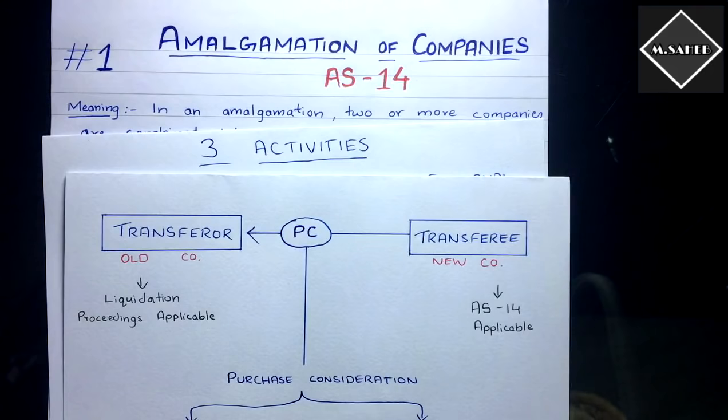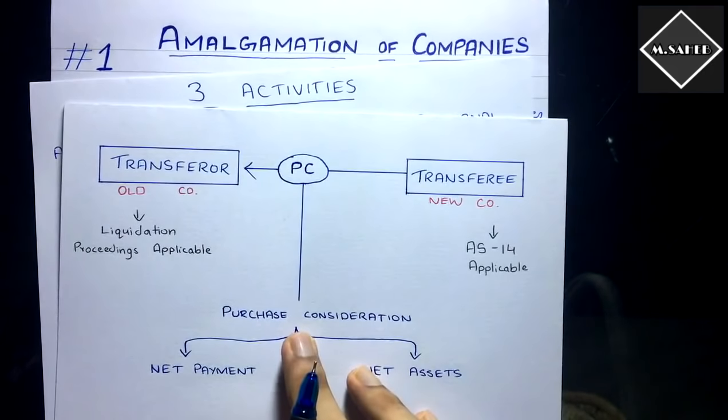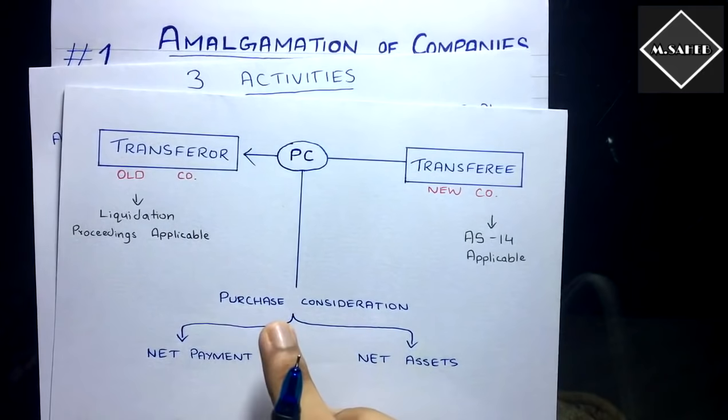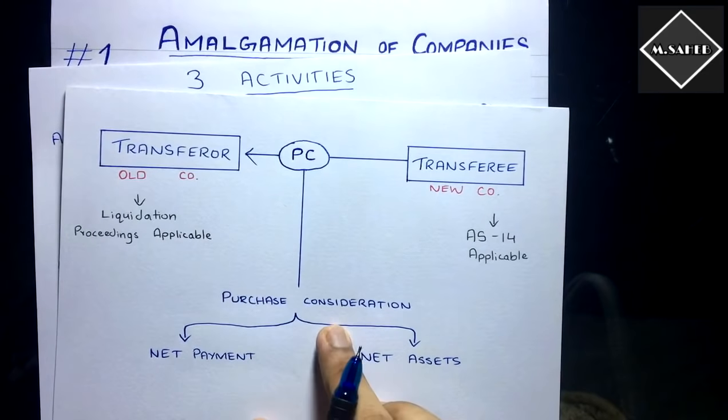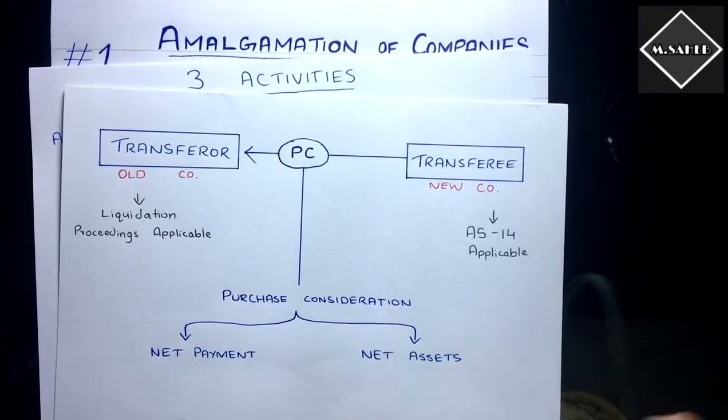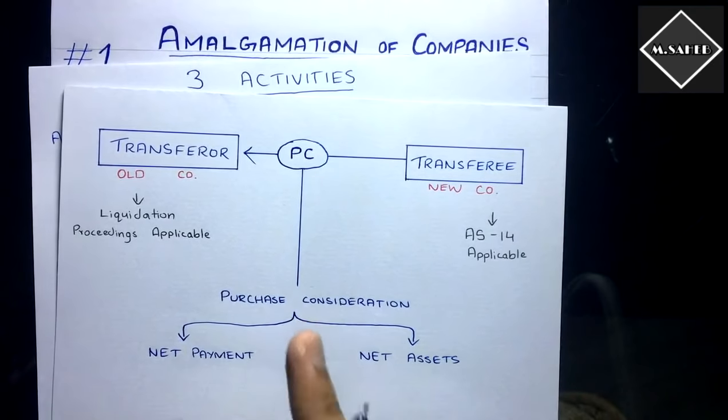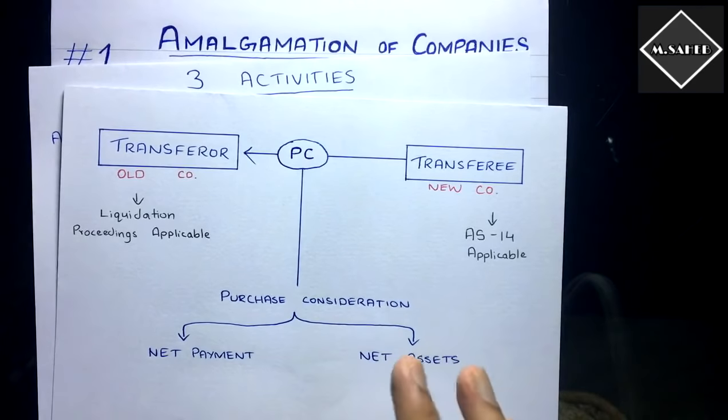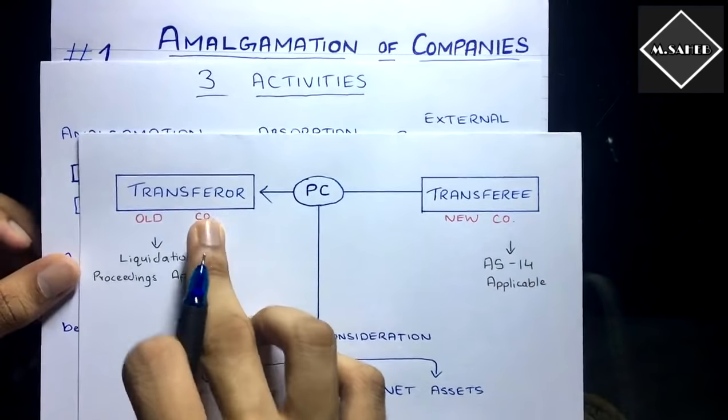So this is purchase consideration, and you know, purchase consideration can be in the form of cash, shares, debentures, or any other securities. So it doesn't always have to be in cash, right? That is the purchase consideration payable to the owners of the transferor company. The owners are equity shareholders and preference shareholders.